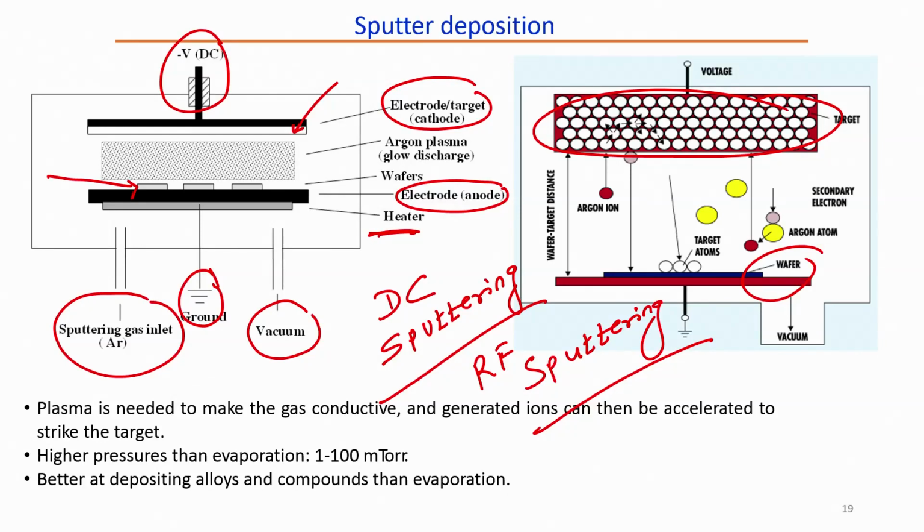Higher pressures than evaporation, about 1 to 100 millitorr. Better at depositing alloys and compounds than evaporation is better in case of sputtering. There is the advantage of sputtering.